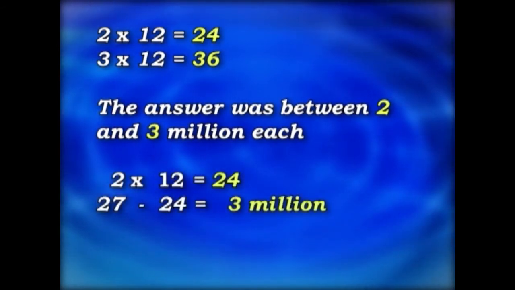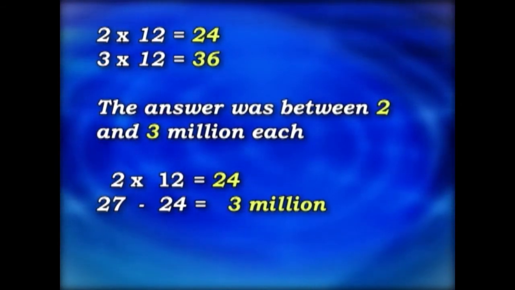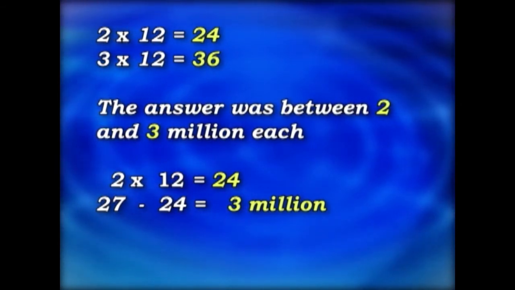2 times 12 is 24. 3 times 12 is 36. So the answer was between $2 and $3 million each. Well, 2 times 12 is 24. 27 minus 24, that's 3 million.